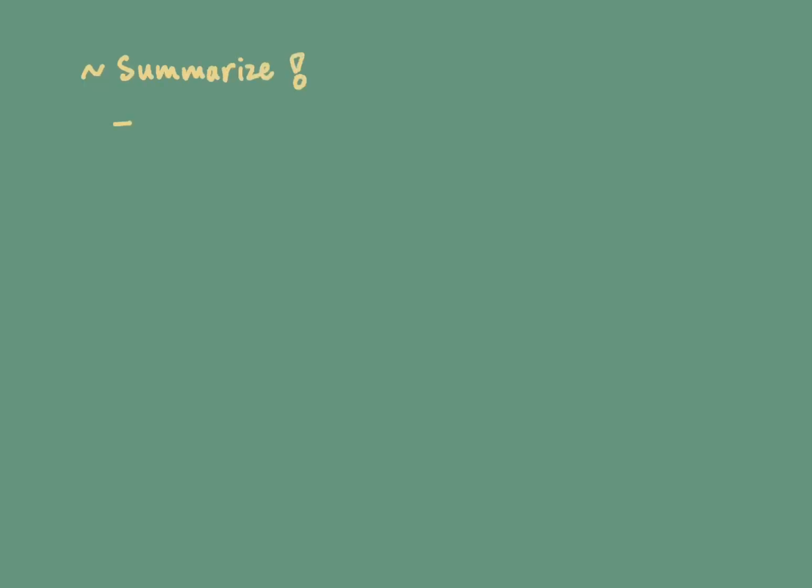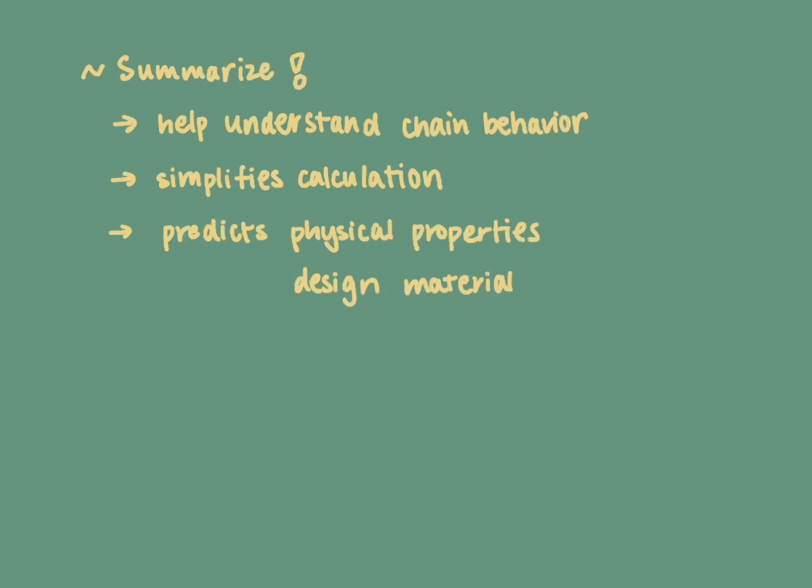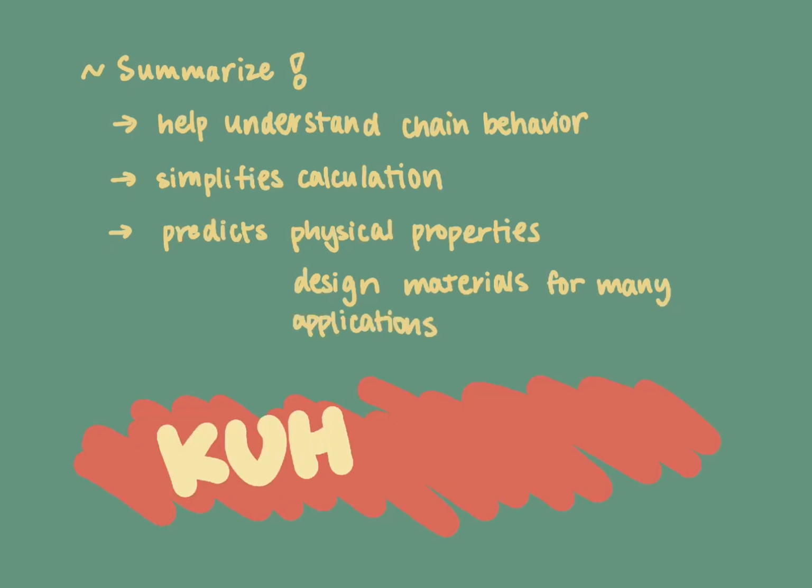To summarize, Kuhn segment length is critical in multiple polymer science topics, as it helps us to understand the chain behavior under different conditions such as stretching, compression, or flow. It also significantly simplifies the calculation and helps to predict the physical properties and design materials for many applications, such as in plastics, textiles, and biotechnology.